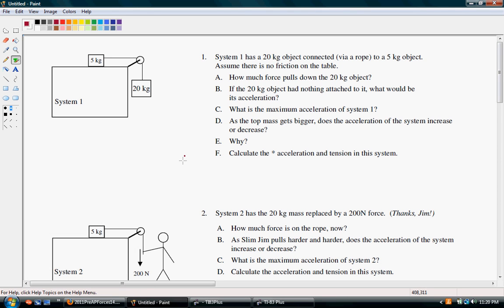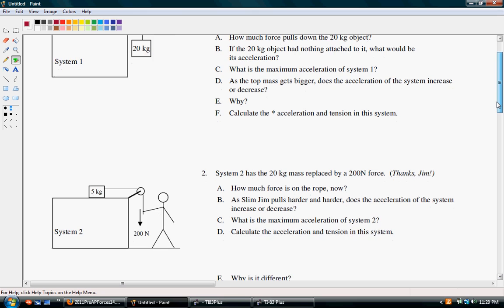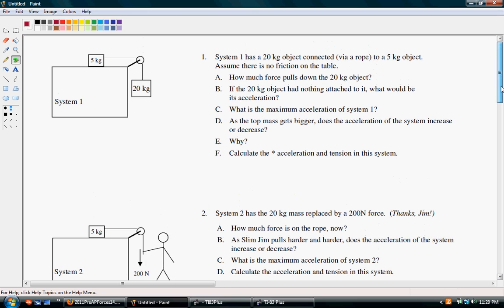Okay, so here we have two very similar situations where we have a 5 kilogram mass that's on a table, hooked up on a pulley to another force. Okay, there's another force that's acting to the right. So we're going to break down system 1 and then compare it to system 2.